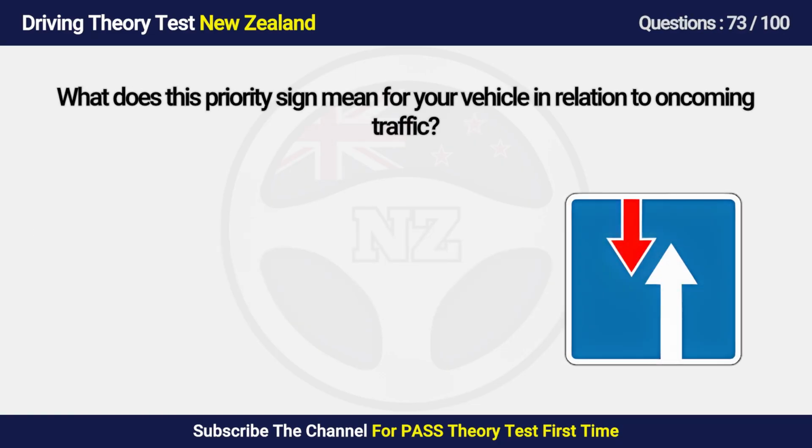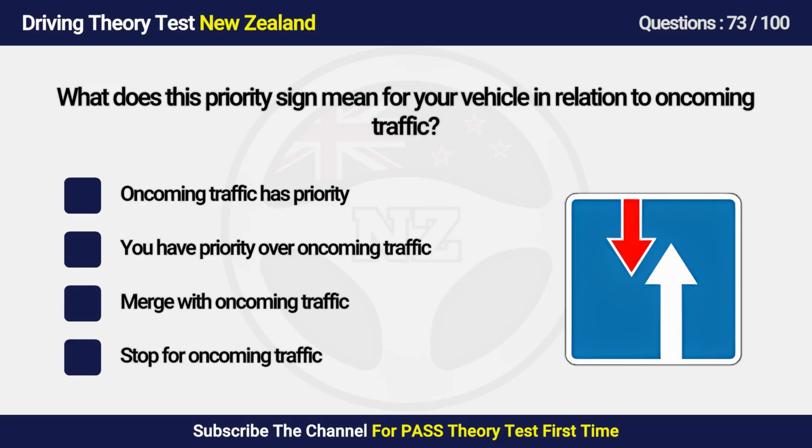Question 73. What does this priority sign mean for your vehicle in relation to oncoming traffic? A. Oncoming traffic has priority. B. You have priority over oncoming traffic. C. Merge with oncoming traffic. D. Stop for oncoming traffic.